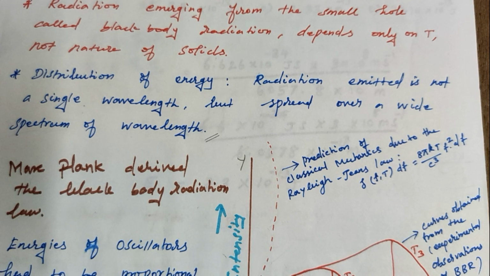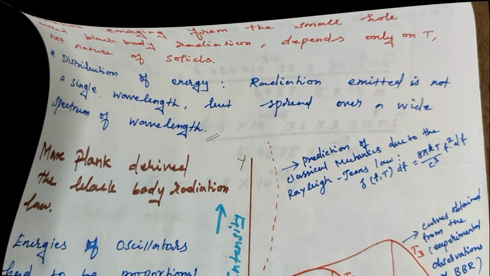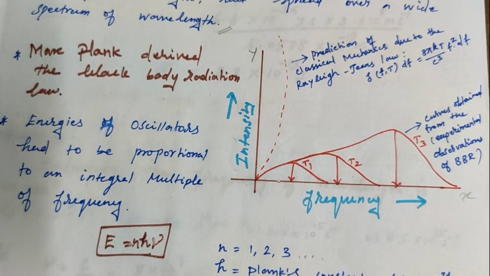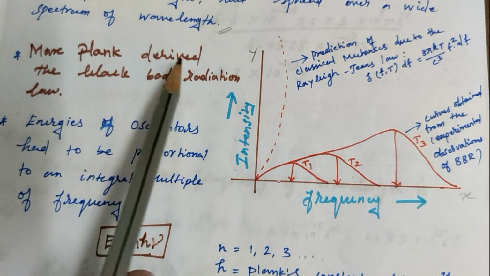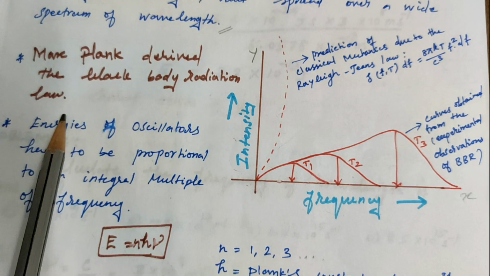Many classical physicists tried to explain the experimental observation of blackbody radiation, but all were unsuccessful. Then Max Planck derived the blackbody radiation law.